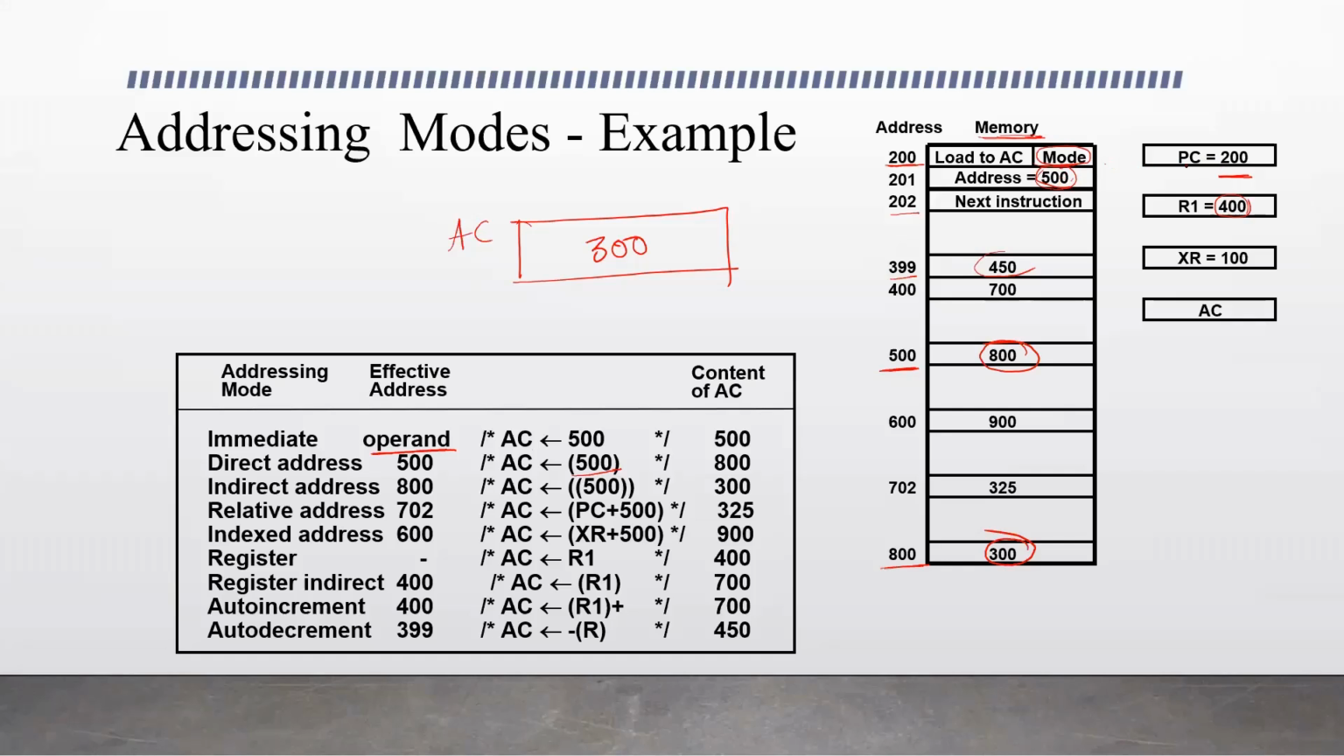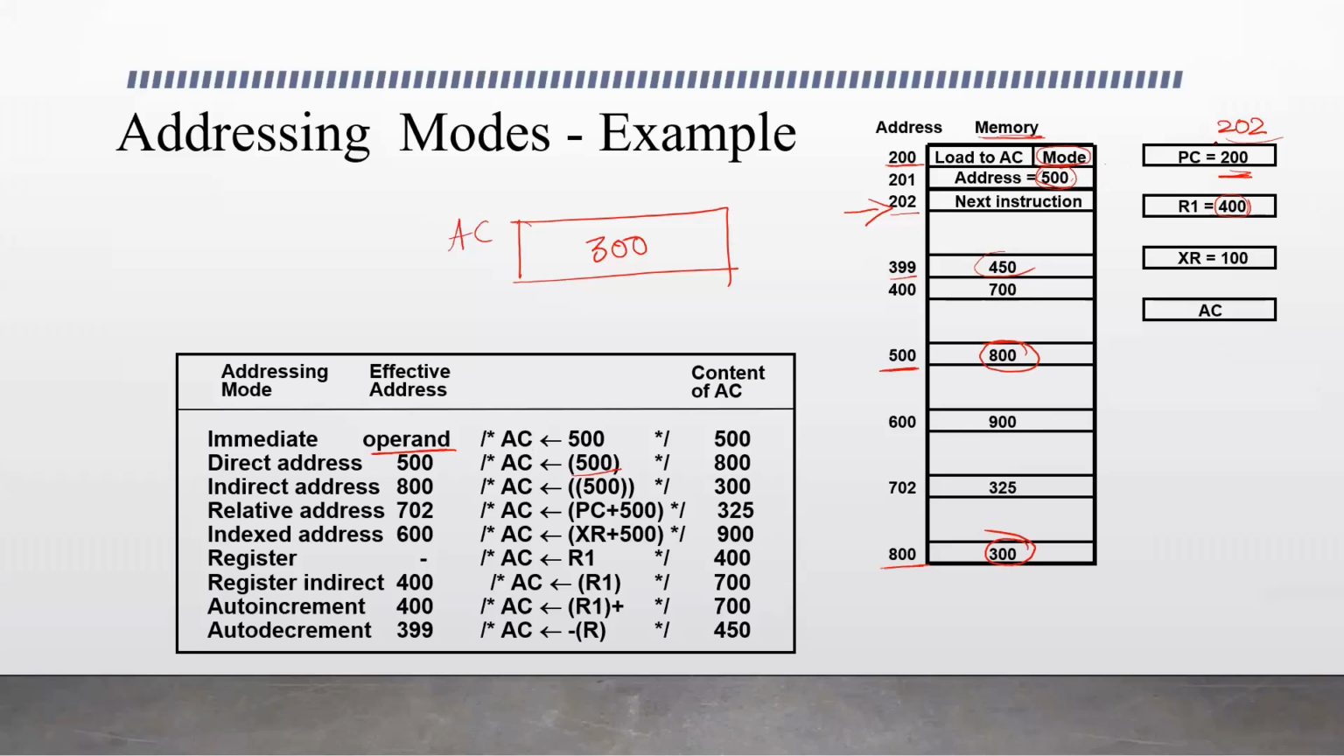But it is not 200 for PC, and you need to note this. When this particular instruction is executed, PC will be pointing to the next instruction. During the execution of an instruction, PC points to the next instruction. So in this case, PC will be 202. That is the next instruction. The content of PC, 202, is added to the address in the instruction, 500.